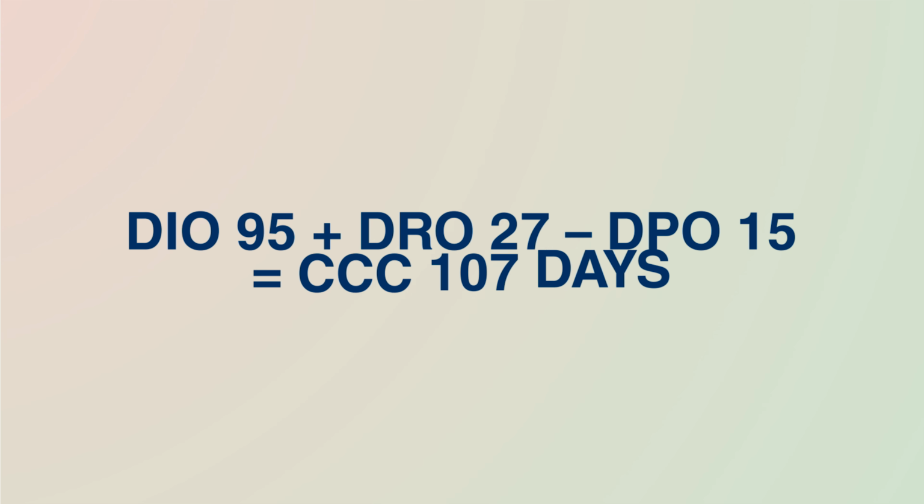Blank stare. She'd never heard the term, so we sat down and calculated it. DIO is 95 days. She's carrying over 3 months of inventory. DRO, 27 days. She was doing about 30% wholesale, and those buyers were slow to pay. DPO is 15 days. She was paying her suppliers in 2 weeks, faster than she needed to, because nobody had ever told her to negotiate terms. So DIO 95 plus DRO 27 minus DPO 15, CCC is 107 days. 107 days, her cash was trapped for 3.5 months on every cycle.